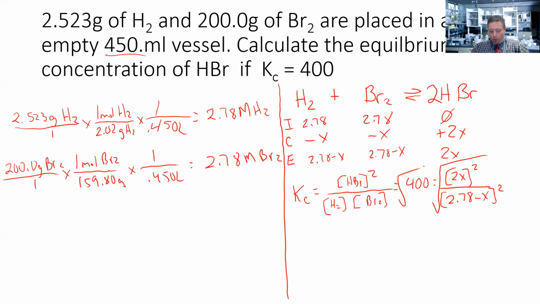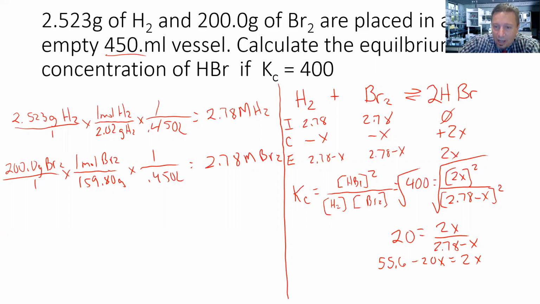So let me jot this down. The square root of 400 is 20. So I'm going to have 20 equals 2x over 2.78 minus x. All right, now I can multiply both sides. So 20 times 2.78 is 55.6. So I'm going to have 55.6 minus 20x equals 2x.